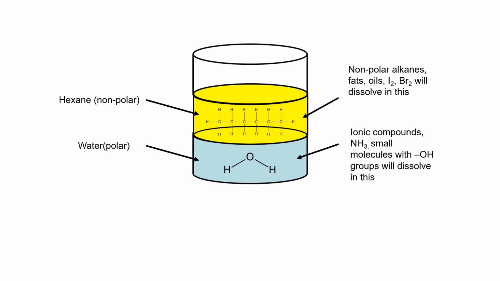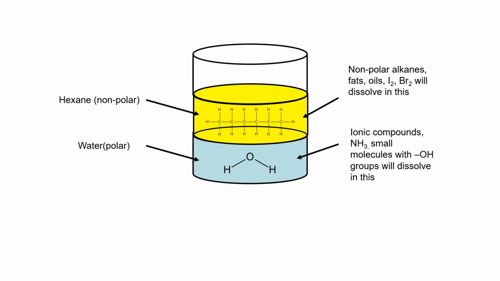Whenever you put oil and water together in a beaker and shake it, you'll get two layers. Oil and water don't mix. We say the liquids are immiscible. The same will occur with hexane, which is non-polar, and water, which is polar. So we say that hexane and water are also immiscible.